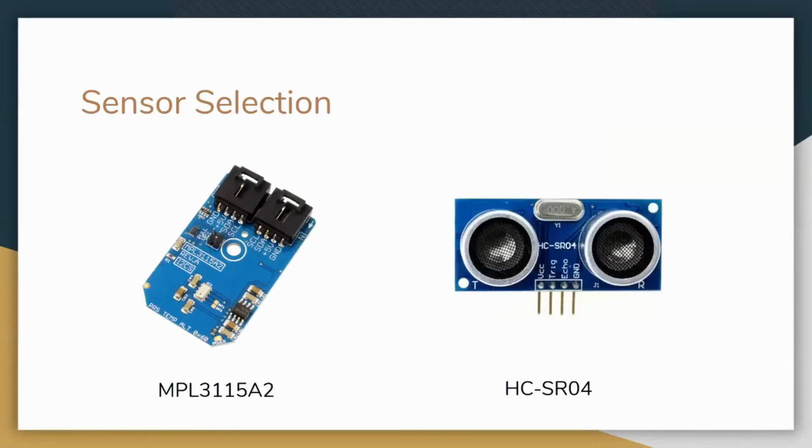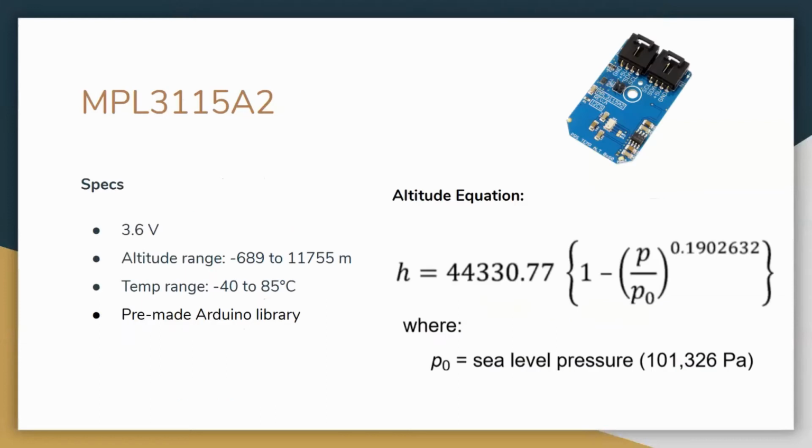The two main sensors used in this project were the MPL sensor, used to measure temperature and altitude, and the HC-SR04 sensor, used to measure speed of sound. The MPL sensor uses a barometer to measure pressure, then uses this equation to give altitude in meters. The expected experimental range for our experiment was 300 to 2,000 meters for altitude, and 4 to 45 degrees Celsius for temperature, both of which fall within the sensor's operating range. The MPL also came with a pre-built library that made it much easier to collect data.